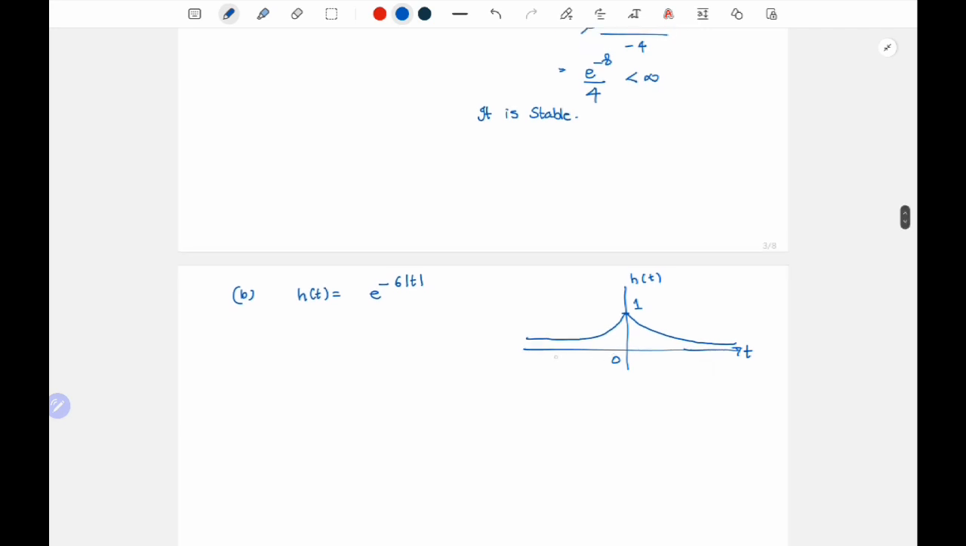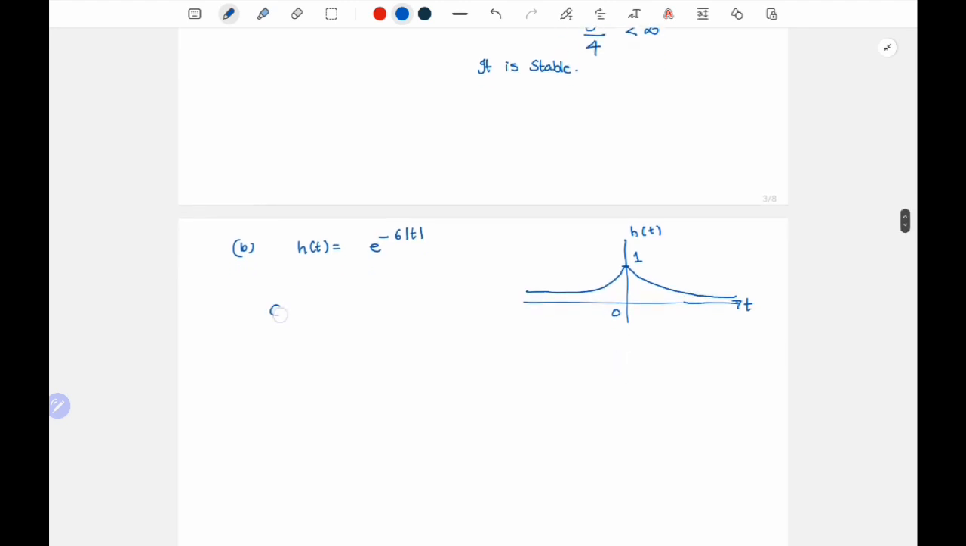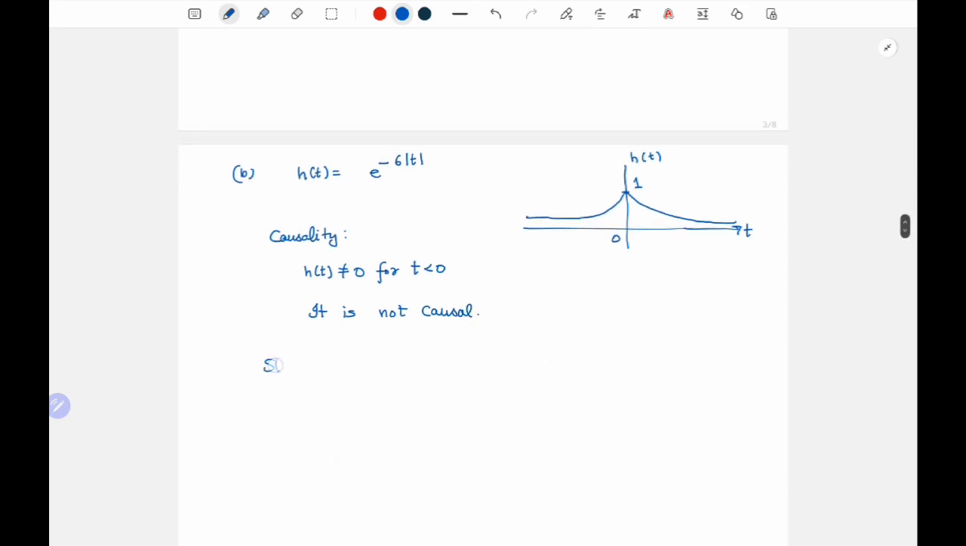So we can clearly see that for t less than 0, h of t is not equal to 0. So causality: h of t is not equal to 0 for t less than 0. So it is not causal. So the system is not causal here. What about the stability?